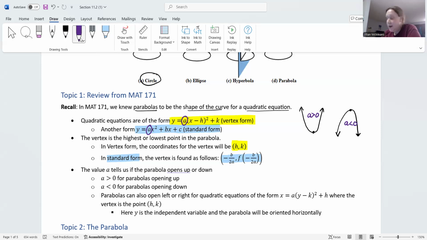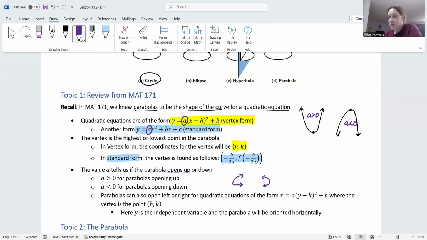Now, you don't really talk about this next thing so much in 171, but you could have a situation where parabolas open right or left. So you could have a parabola that opens to the right, or you could have a parabola that opens to the left. And be careful, not a hyperbola. It's two separate parabolas. They could just open to the left or to the right.